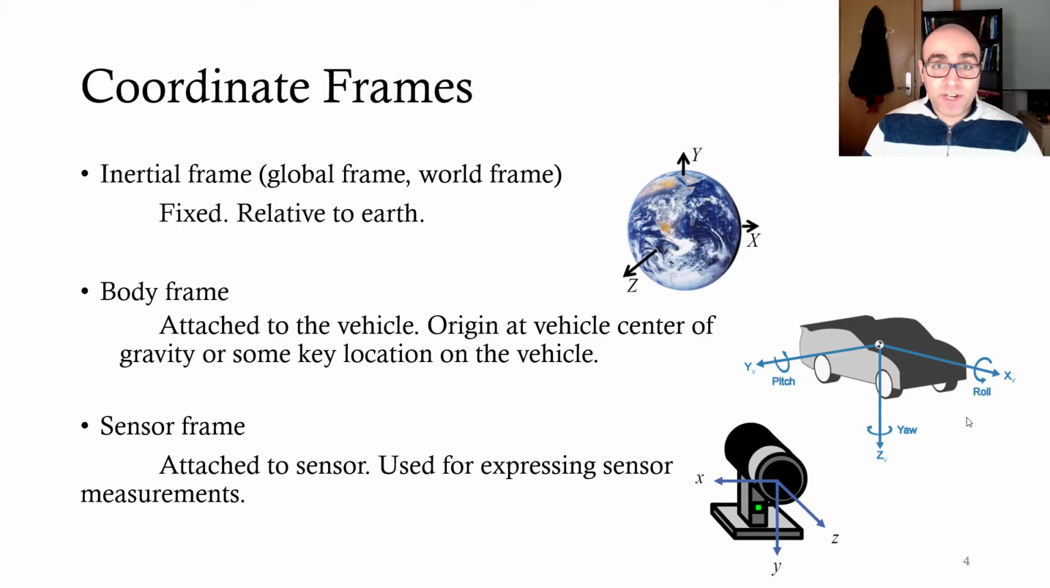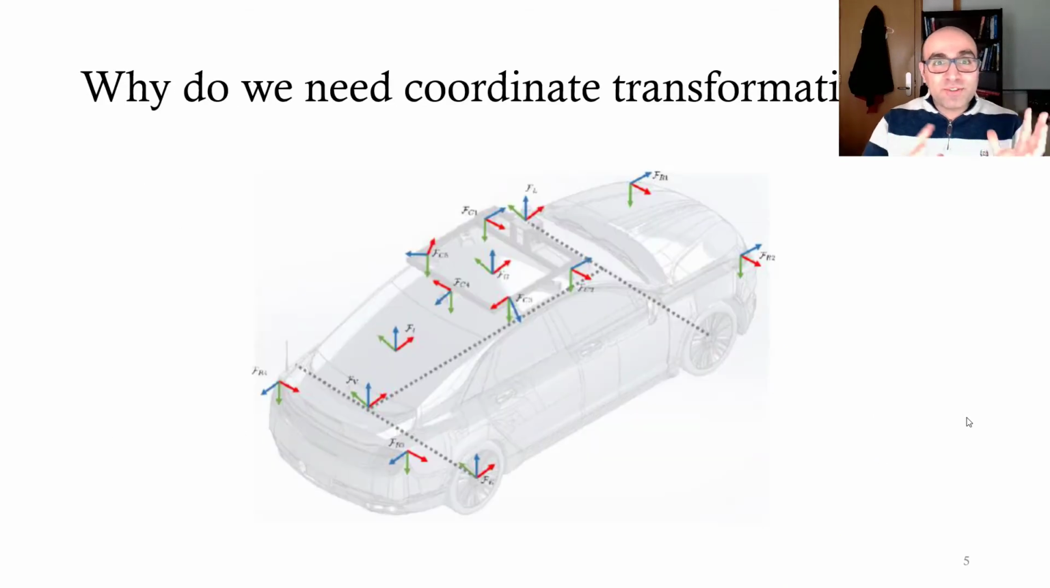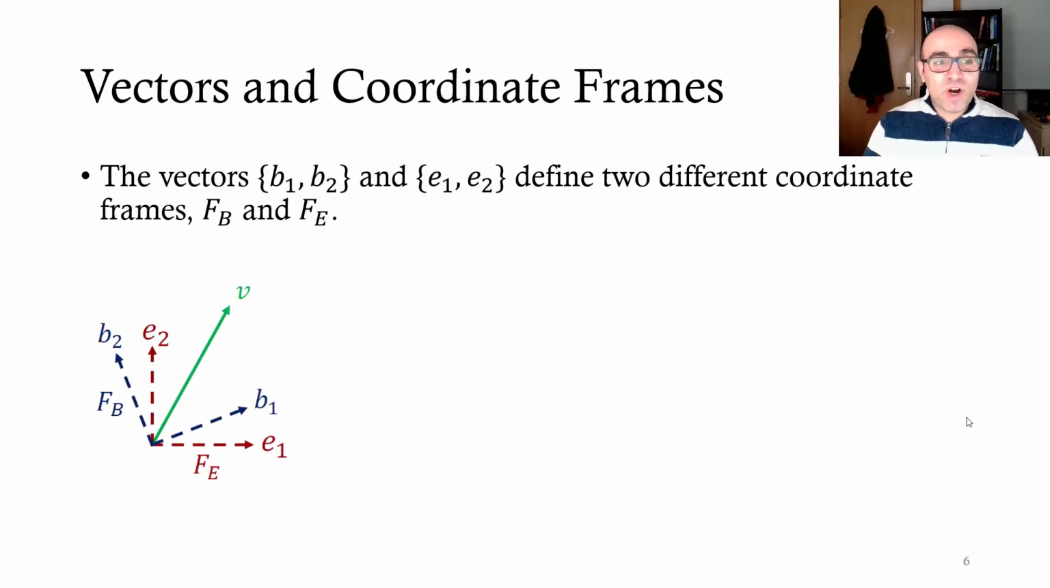Also, we have sensor frames. To each of the sensors, we attach a coordinate frame. Why? Because each sensor can measure things based on its own frame. Then we need to transform that measurement to body frame and inertial frame. So we need to be able to convert or transform what we measure in one frame to another frame. In a car, we might have many frames, so we need to be able to convert our measurements in one frame to another frame. So let's quickly review how we did this when we have several frames.